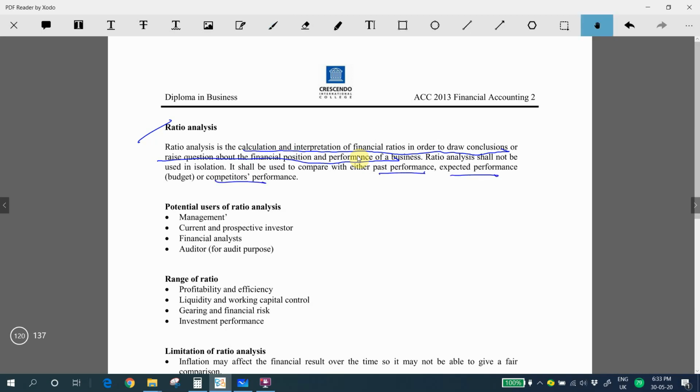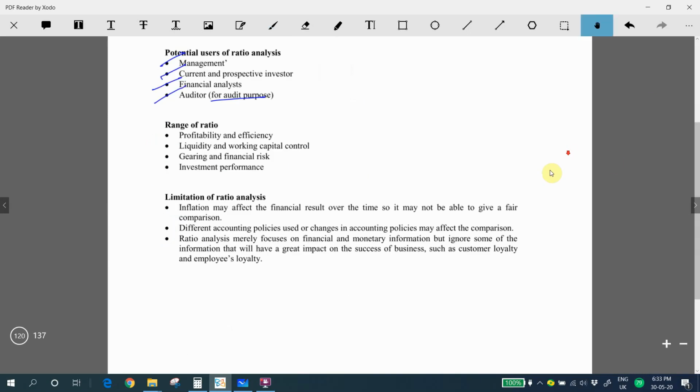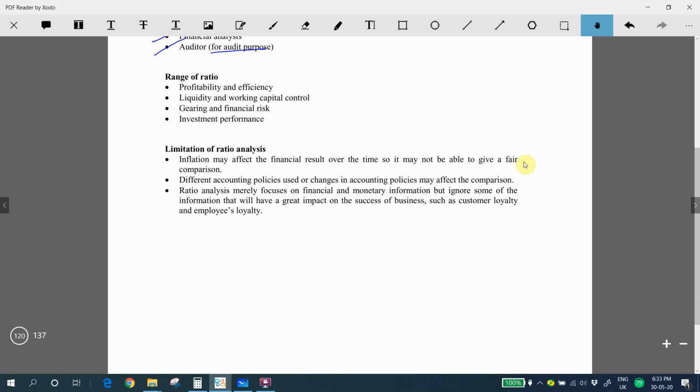Who are the potential users of ratio analysis? Management, current and prospective investors, financial analysts, or auditors for auditing purposes. We have 4 types of ratio. The first one is profitability and efficiency. Next one is liquidity and working capital control. Next one, gearing and financial risk. And last one, investment performance.